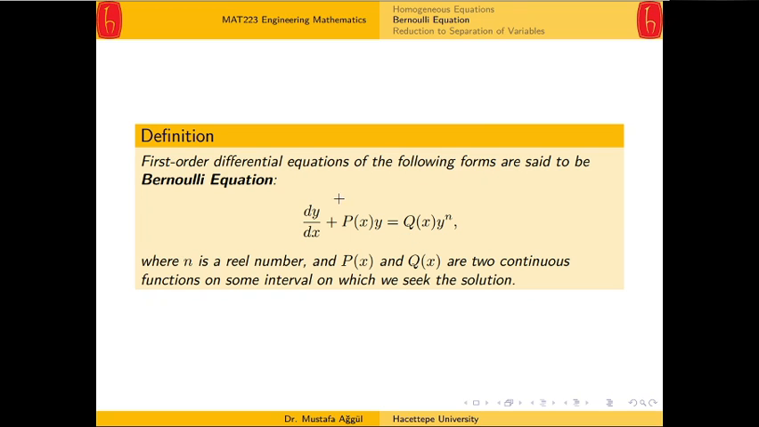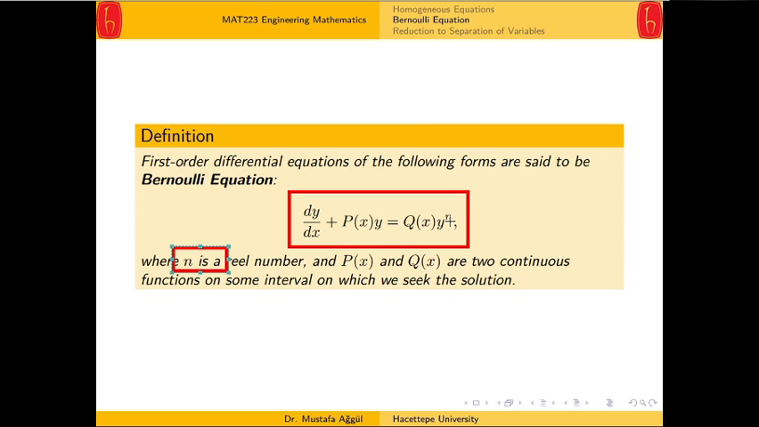Okay, Bernoulli's equation. A first order differential equation of the following form is said to be Bernoulli's equation. Okay, this looks similar to the linear equation if this wasn't here. So y to the n power breaks the linearity. If this was not here, then we could say this is just a linear equation, but this y to the n makes it a Bernoulli equation. Okay, so p(x) and q(x) are two continuous functions on some interval on which we seek the solution. Okay, n is a real number.